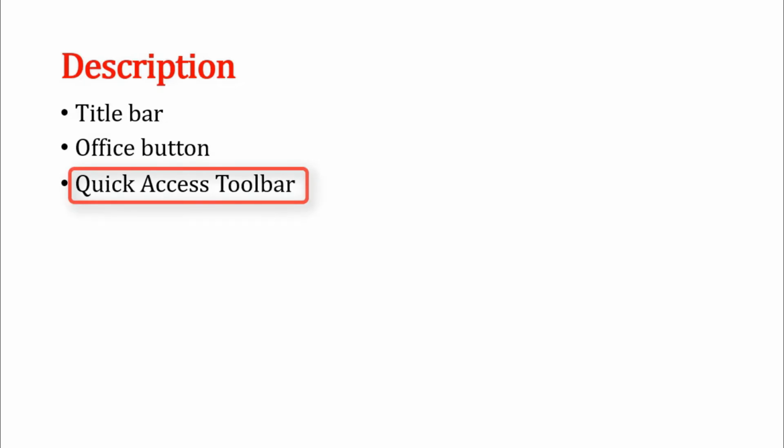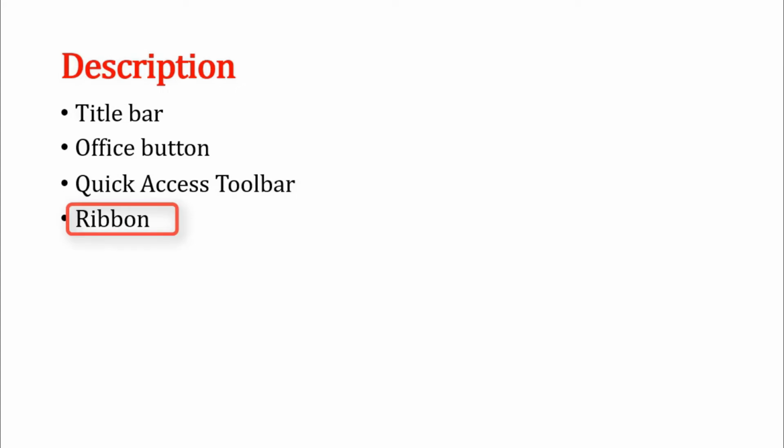Quick Access Toolbar. It is a collection of buttons that provides one-click access to commonly used commands such as Save, Undo, or Redo. You may customize this. Ribbon. It is the set of commands and controls organized in tabs and groups. You can also customize the ribbon according to your preference.